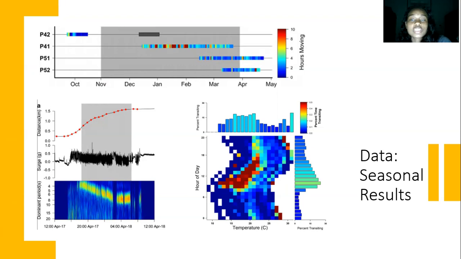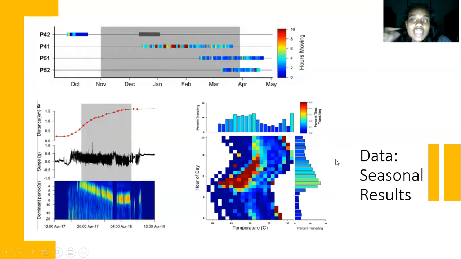This is showing us the percent of time spent traveling according to the time of day, and also the environmental temperature for 4 tagged Burmese pythons. Percent time traveling is represented by color across hour of the day on the y-axis and environmental temperature on the x-axis. All colors in this figure correspond to the percent time transiting legend in the upper right-hand corner. The top bar plot represents the percent time traveling across the environmental temperature range, and the right bar plot represents percent time traveling across hour of the day.